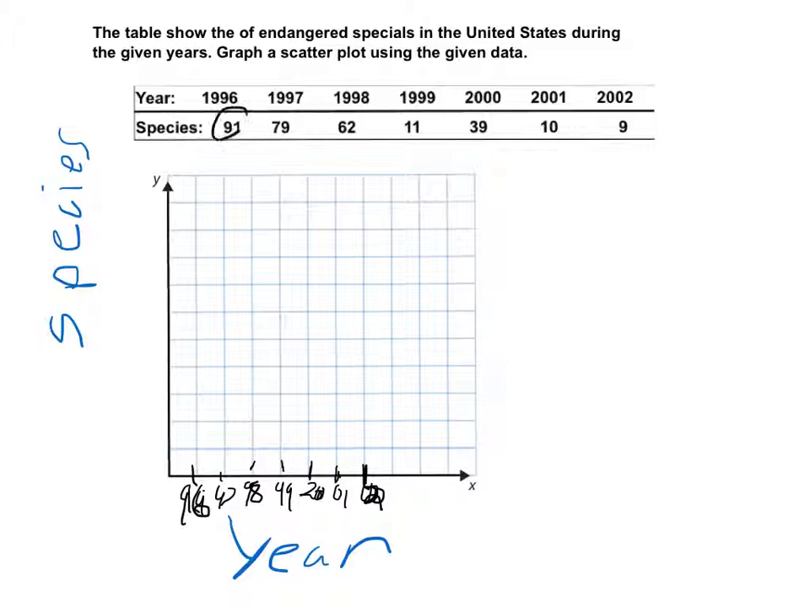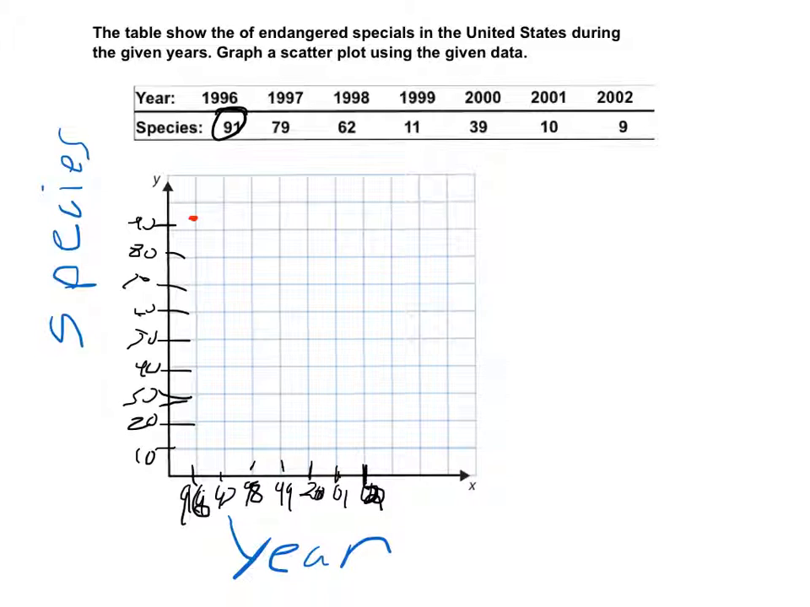And since the highest number is 91, let's go by tens: 10, 20, 30, 40, 50, 60, 70, 80, 90. Alright. So 96, it was 91. That was the highest it was ever been. So around there.